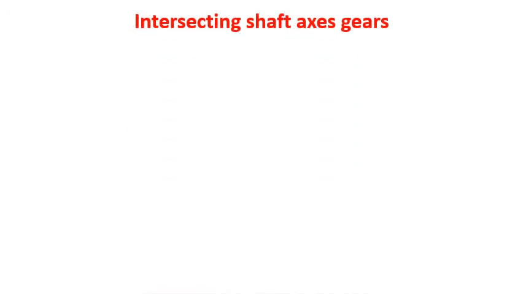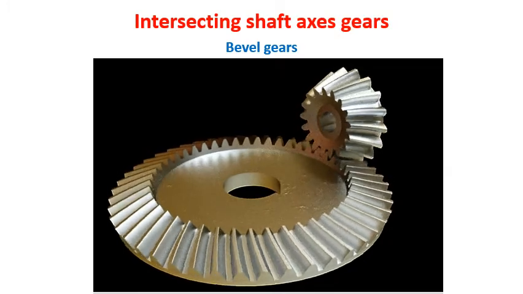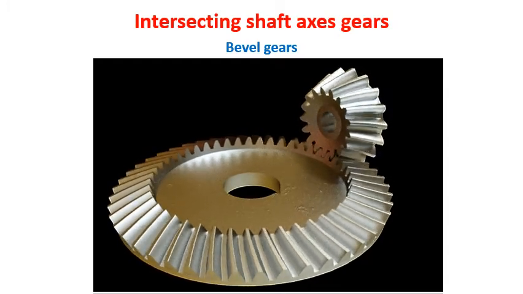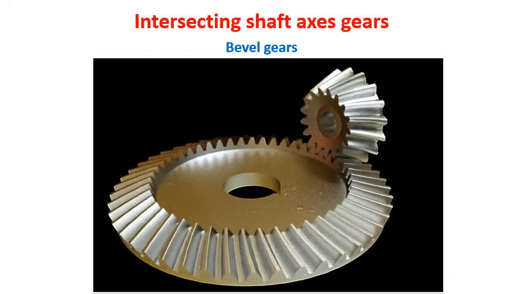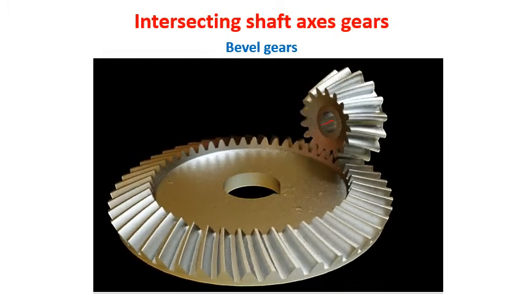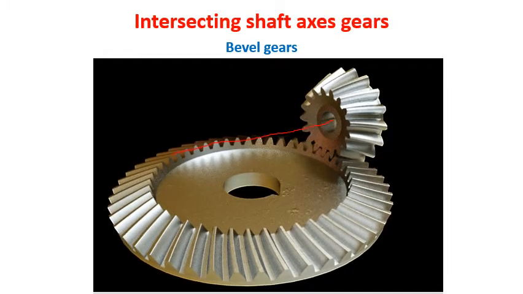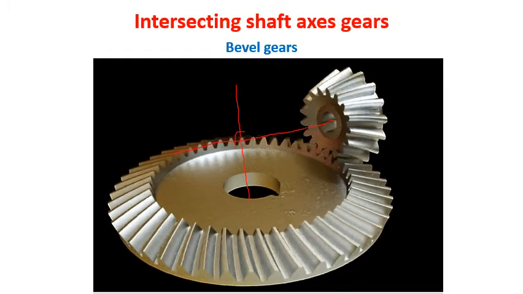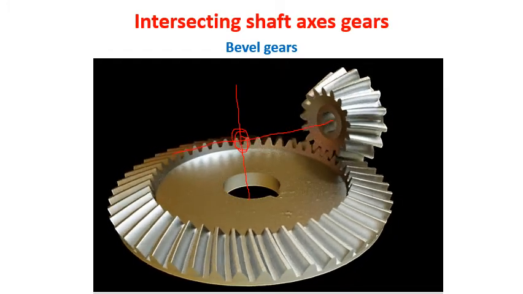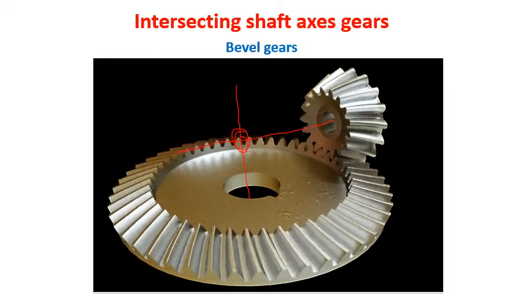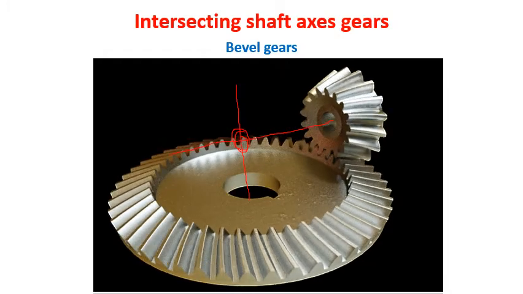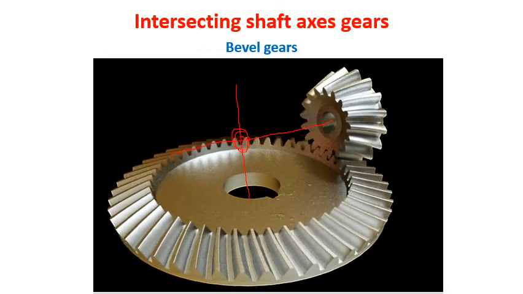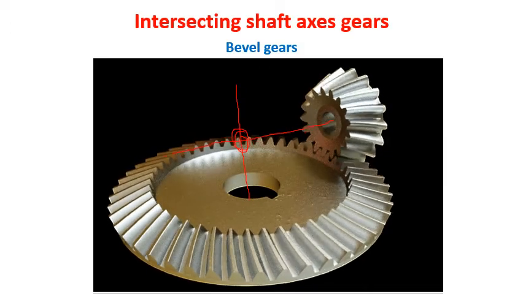Next, intersecting shaft axis gears. In that, the first one is the bevel gear. So why is it called intersecting shaft axis gear? See, when I consider the axis of this pinion, this is the axis, right? Then the axis of this bigger gear or bull gear is like this. So they are intersecting at one particular point, right? Therefore they are called intersecting shaft axis gears, because the axes of both driver and driven are going to intersect at one particular point.